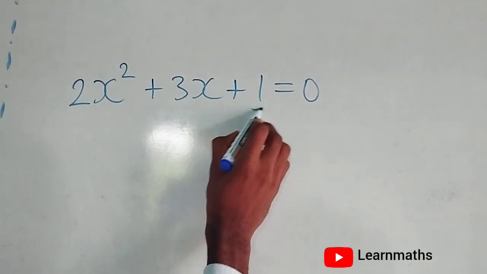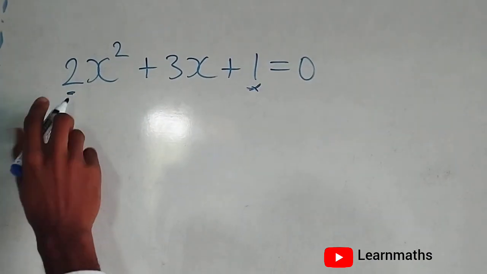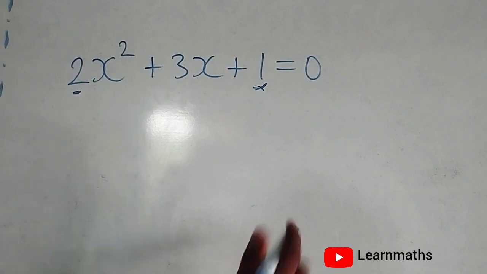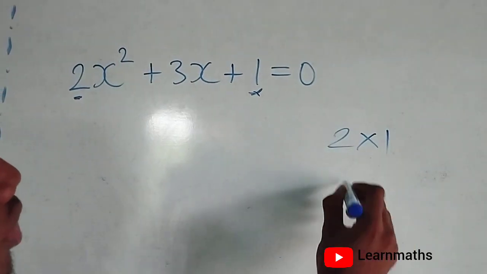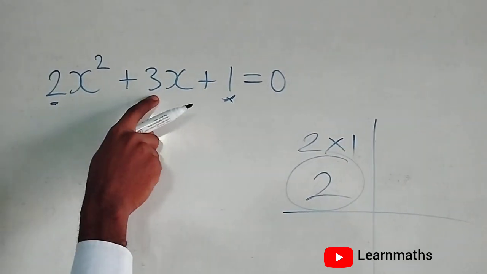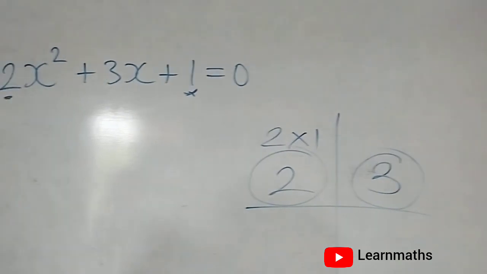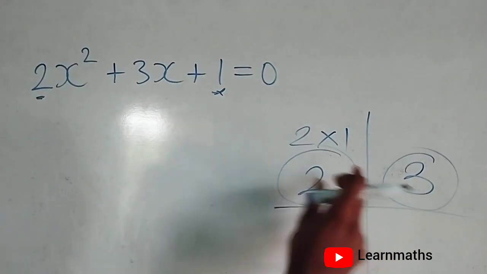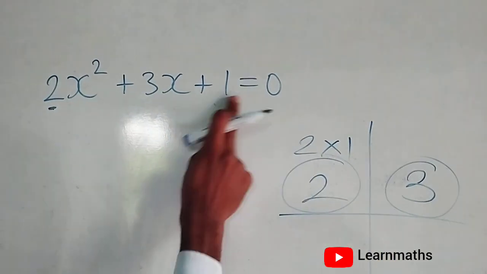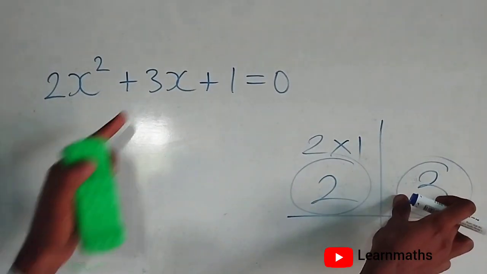You multiply this third term here with the first term. So this is 1, this is 2. You multiply 2 and 1. 2 times 1, which is 2, right? Then the middle term, being 3, we're going to place it here, 3. Now that we have gotten these 2 and this 3, by multiplying the last term with the first term, which is 1 and 2, we have gotten 2. The middle term is 3.